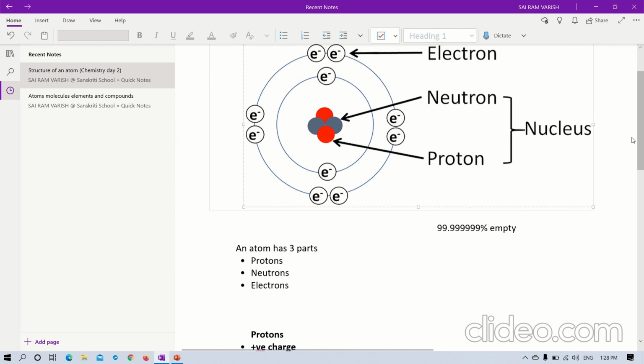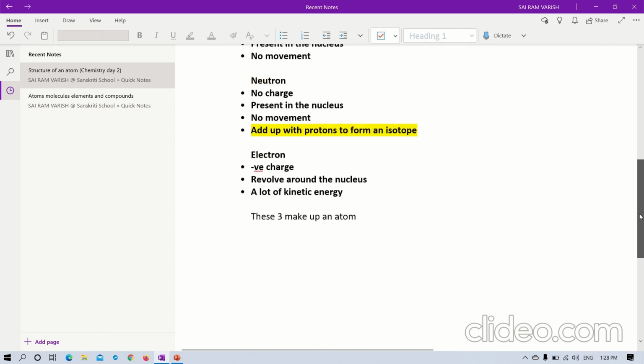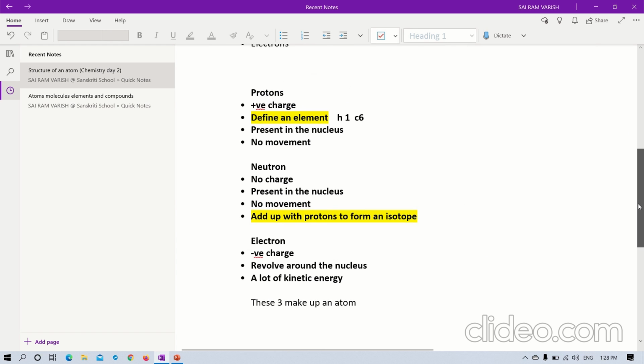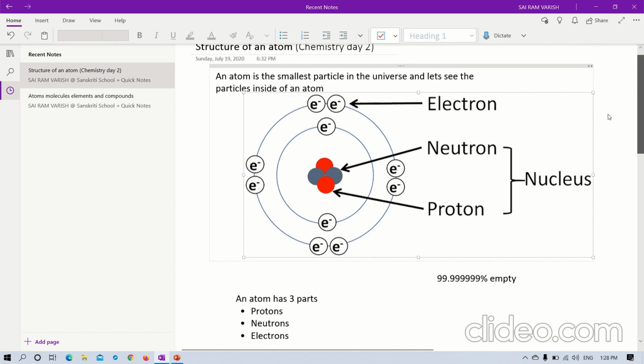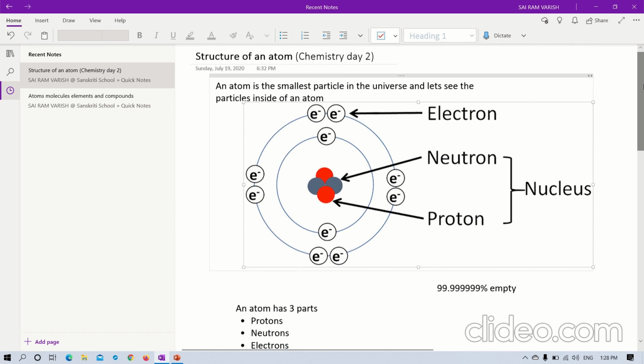Now, neutrons, which are present in the nucleus, have no charge, basically, and then they are present in the nucleus with no movement, and then they add up with the protons, as I've told you, to form isotopes. Now we'll deal with isotopes in our next video, about these isotopes, ions and all. And then the electrons, which are negative charged particles, revolve around the nucleus, and because there are protons, they revolve and they don't collide because of electromagnetic force. You can go out and research for yourself.